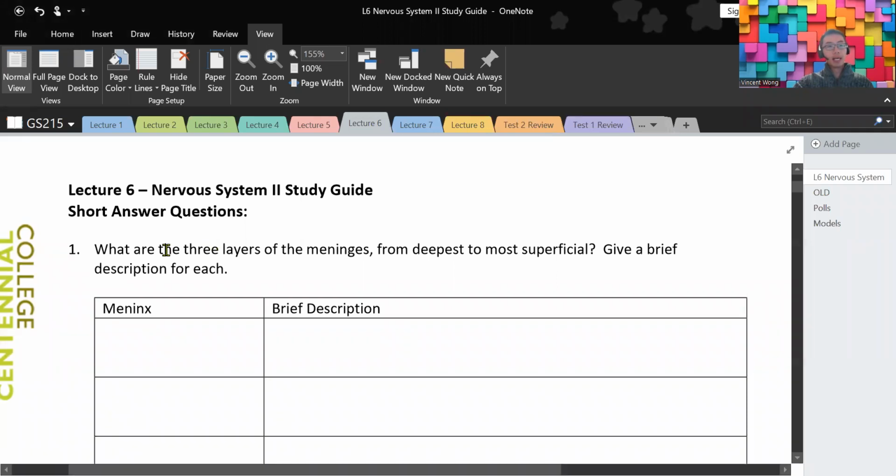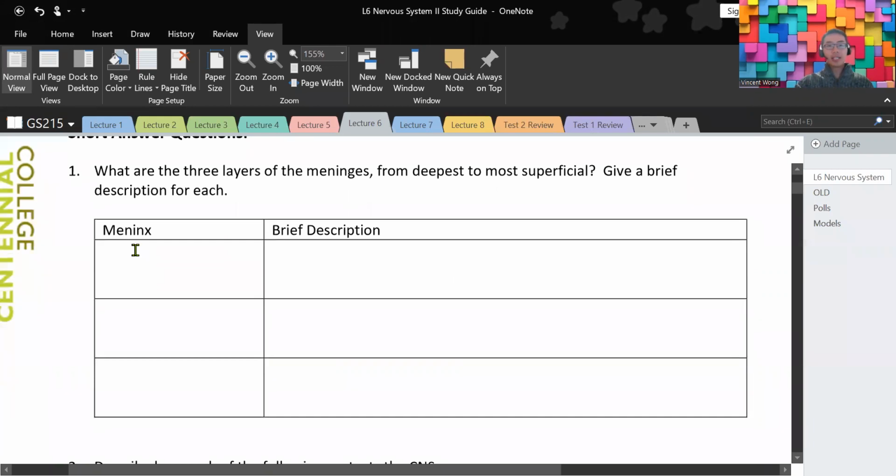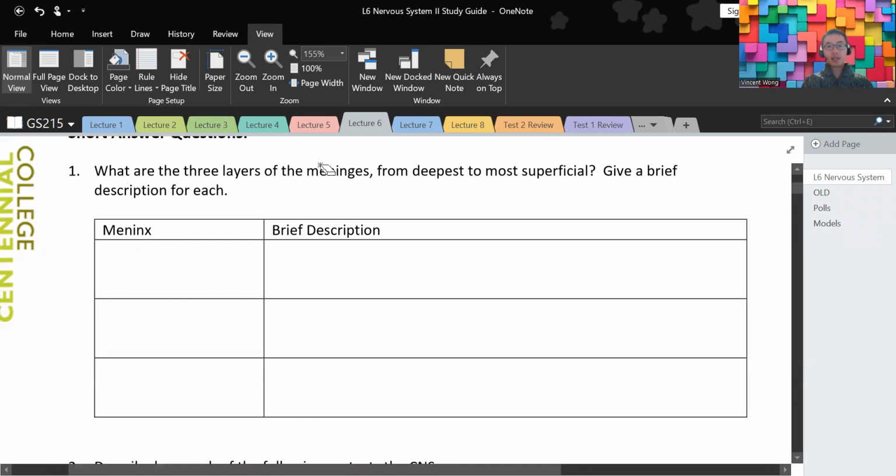Okay, so let's start with the first question here. What are the 3 layers of the meninges from deepest to most superficial? Give a brief description for each. So the meninges, which is plural, are basically 3 separate layers. Individually we call them the meninx.